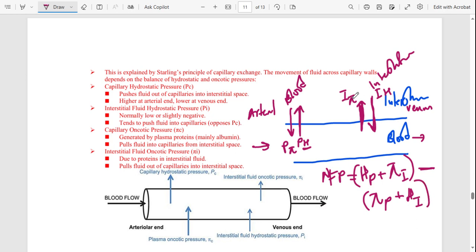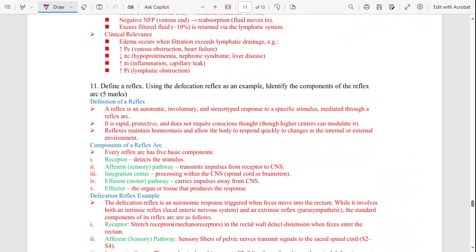Now, normally, because oncotic pressure is because of proteins, normally in the interstitium we don't have proteins there. So you discover that this interstitial oncotic pressure is normally zero because we don't have proteins there really. Okay, that is how we calculate these things. Does that make sense? Yes, it does. Okay, good.